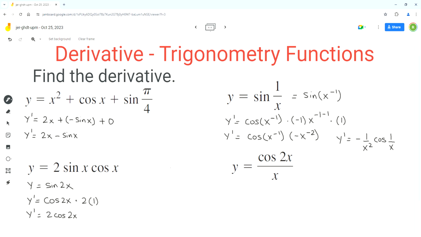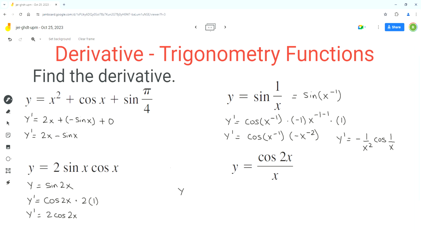Now we can analyze this fourth one, y equals cos 2x over x. In this function, the expression is in the form of a fraction. There is an x in the numerator in the cos term and an x in the denominator. So we can use the quotient rule.